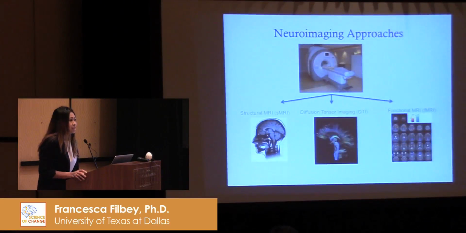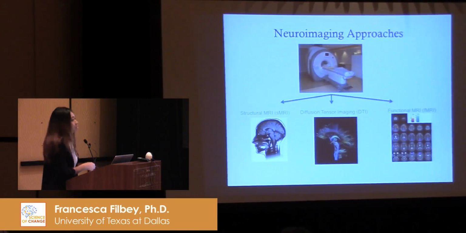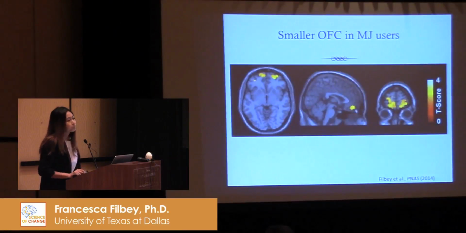The type of neuroimaging tool that I use most typically is MRI, and that's the focus of my talk today. So with MRI, we can collect data on the anatomy of the brain. Also, we can determine how white matter structure looks like using diffusion tensor imaging, and then we can also look at how the brain functions using functional MRI. So I'll just briefly touch on some of the work that I've done using these techniques, starting with structural MRI.